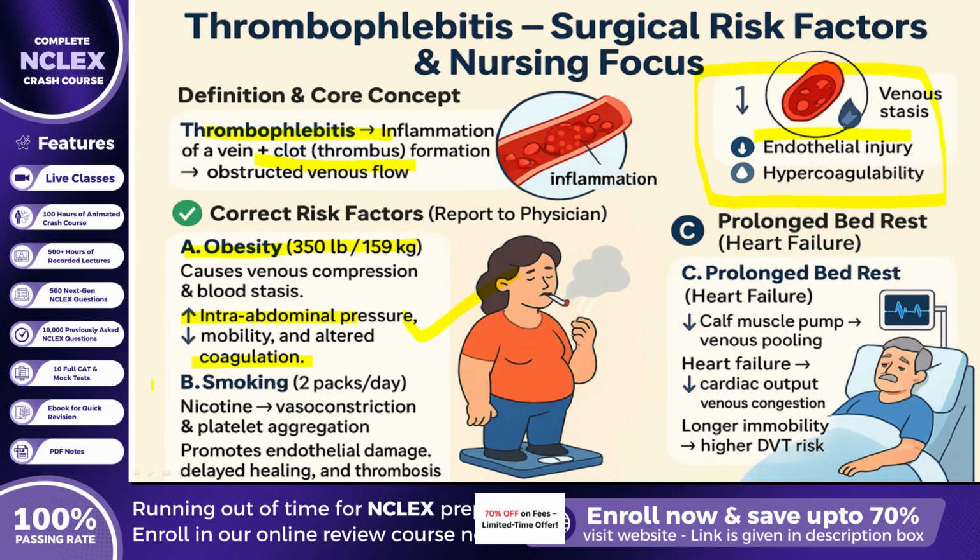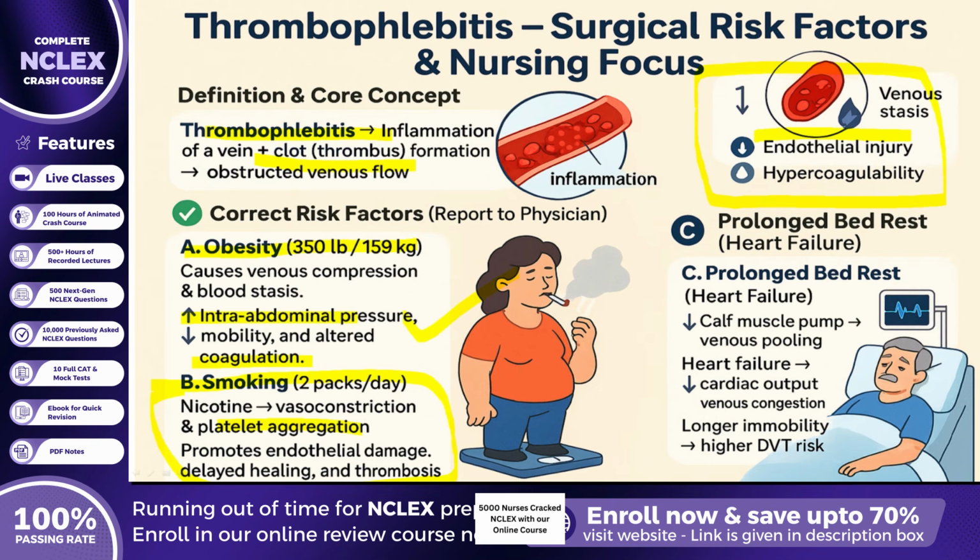Transitioning to option B, smoking 2 packs of cigarettes daily is another significant and correct risk factor. Cigarette smoking increases platelet adhesiveness, causes vasoconstriction through nicotine, and reduces oxygen carrying capacity due to carbon monoxide exposure. These physiological changes lead to endothelial damage and activation of clotting pathways. Smoking also delays postoperative wound healing, heightens hypoxia, and increases the risk of cardiovascular and thrombotic complications, making preoperative cessation advice essential.